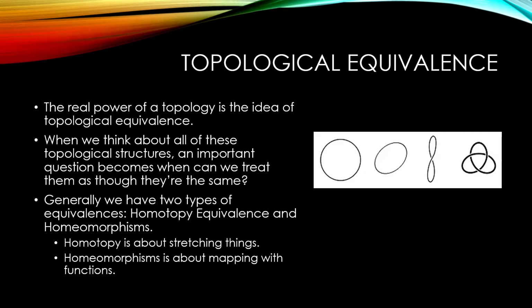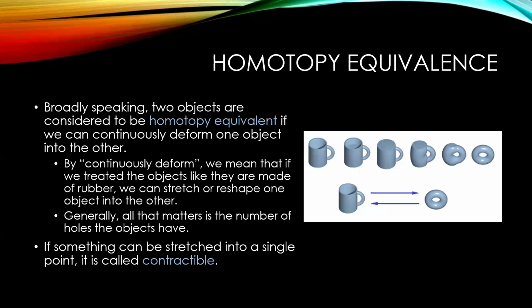When we're talking about topological equivalence, we're asking what makes objects similar enough that we can do math on them. And so the real power of a topology is the idea of topological equivalence. When we think about all of these topological structures, an important question becomes, when can we treat them as though they're the same? Generally, we have two types of equivalence. We have homotopy equivalence and homeomorphisms. And so homotopy is about stretching things, and homeomorphisms is about mapping using functions. We're going to start with homotopy because that's usually the easier one to understand.